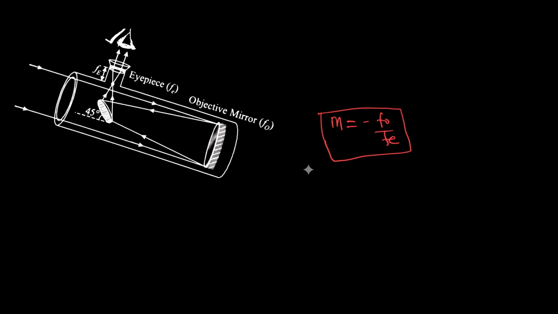Object is at infinity and image is also at infinity. So magnification is FO by FE. Scope pipe, if you can see.